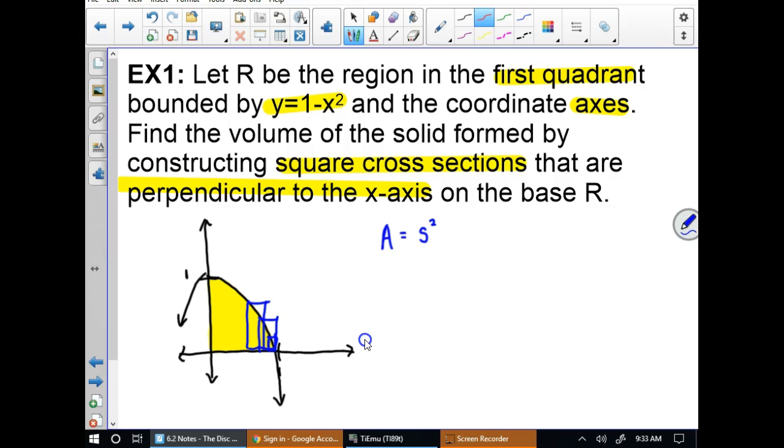So if you look, the length of one of the sides of these squares when you're making those cross sections, that is the distance from 0 up to the equation, right? So that side, in this case, just equals 1 minus x squared.